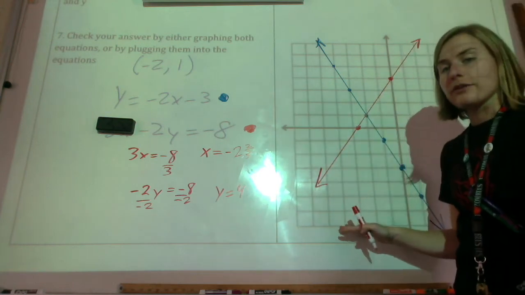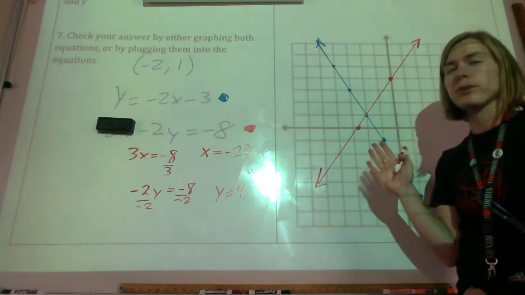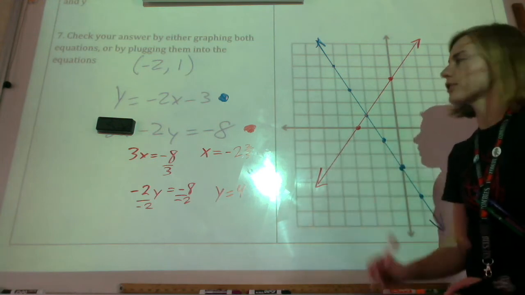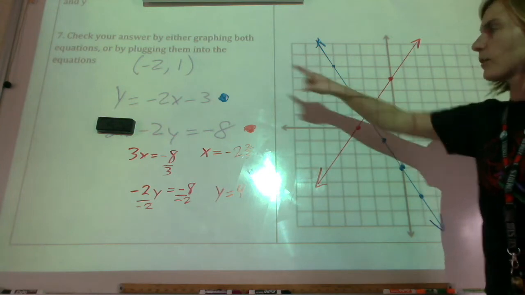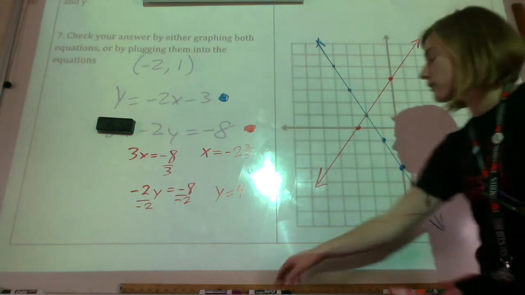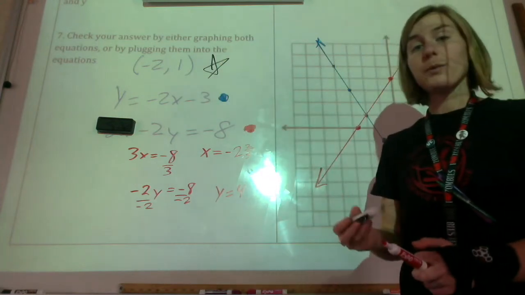Now, if I was solving by graphing, I might have wanted to do a couple more points with the red line, just to be sure, but because we're just checking our answer, this is good enough. And we can see, it looks like they cross at negative 2, 1, which is exactly what we wanted. So we just confirmed that this really was our answer. Let's try one more example.